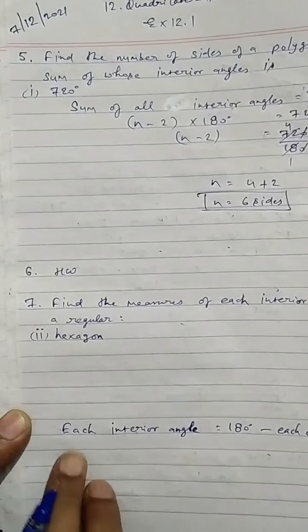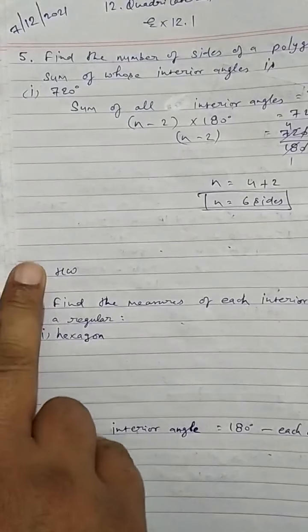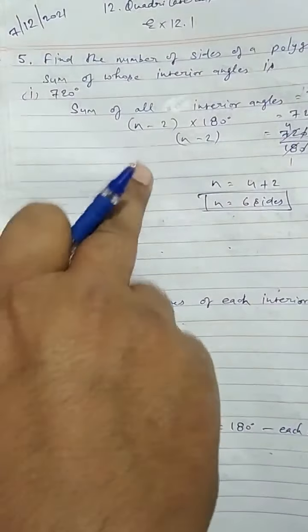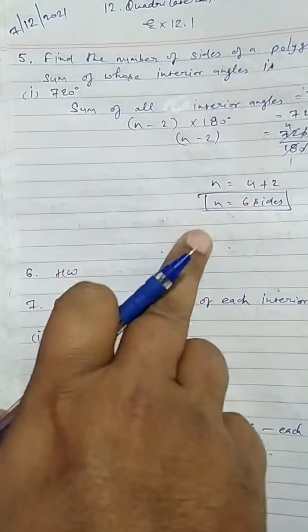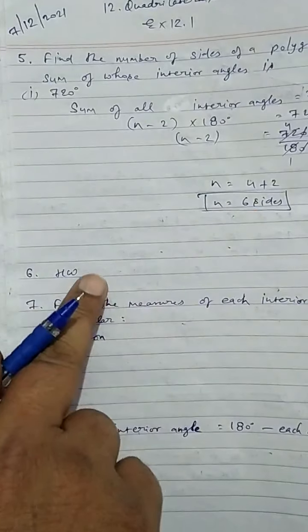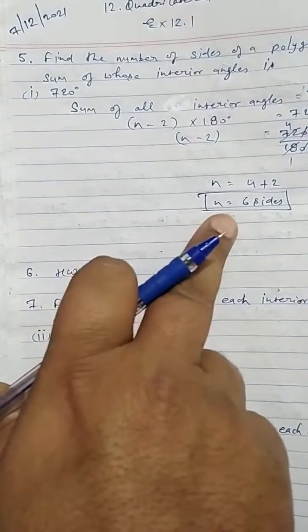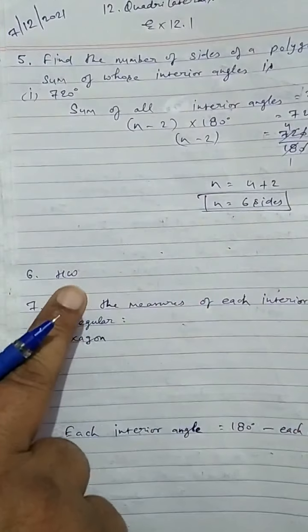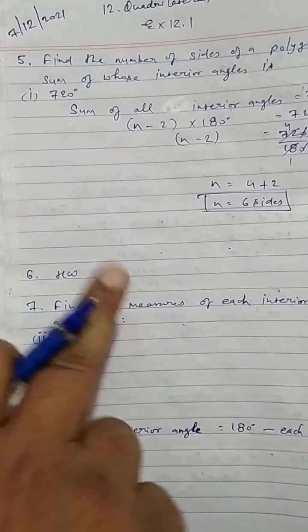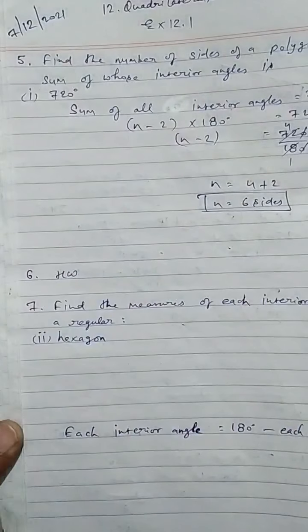Next, in question number 6, you have to use the same formula, and if the value of n is a whole number, then that polygon will be possible. If it comes in decimal, then the polygon is not possible. You have to use this same formula.